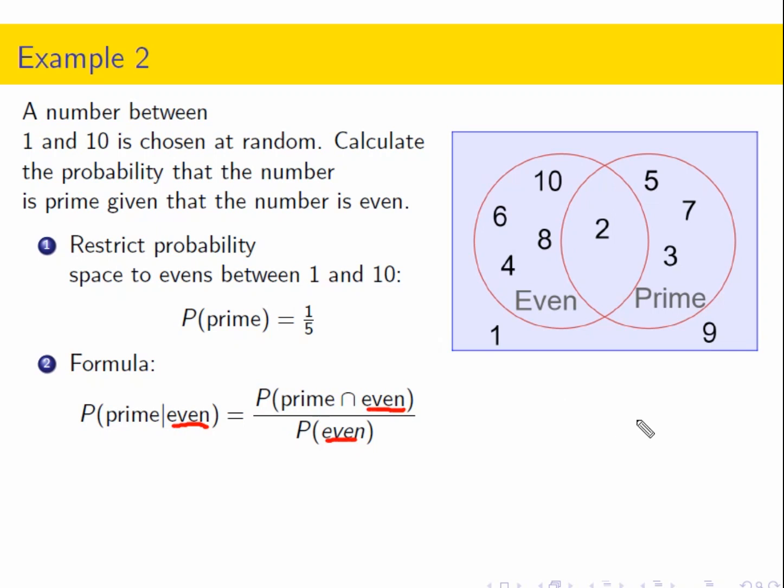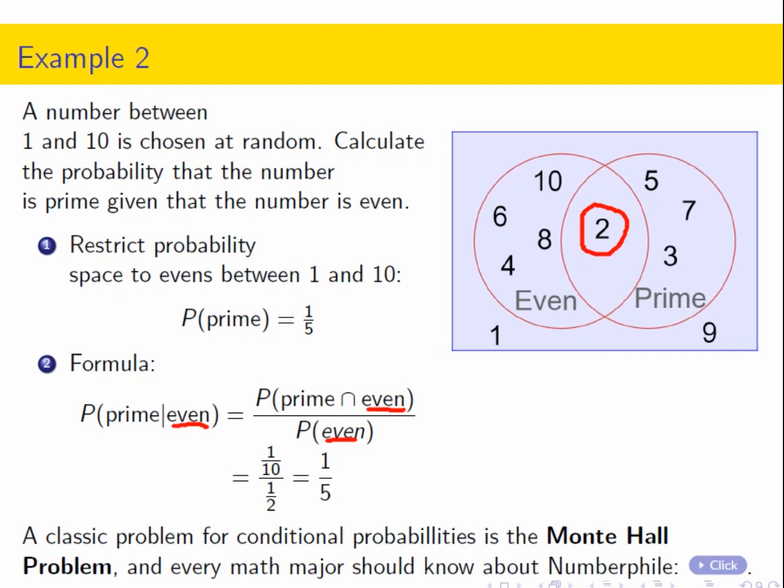And we can calculate those. Those are pretty straightforward. Prime intersect even: well, the only thing that's in the intersection of prime and even is 2. So the probability of this intersection happening is 1/10. And what's the probability of even? The probability of even is 1/2. So I take 1/10 and divide by 1/2, and I get 1/5, just like I did using the other approach.